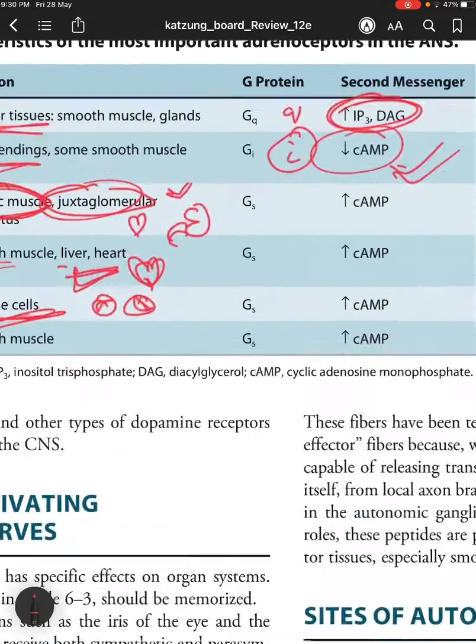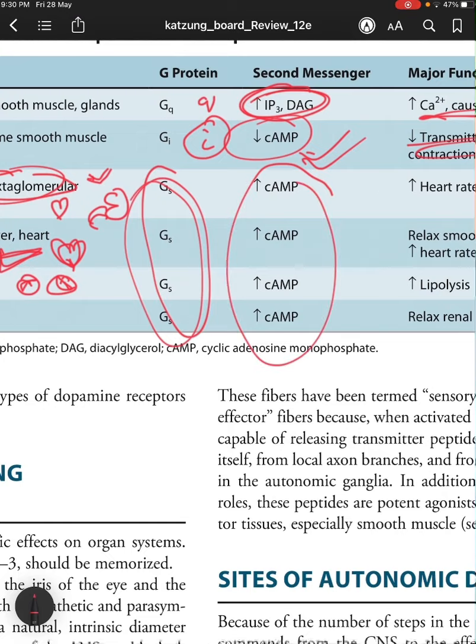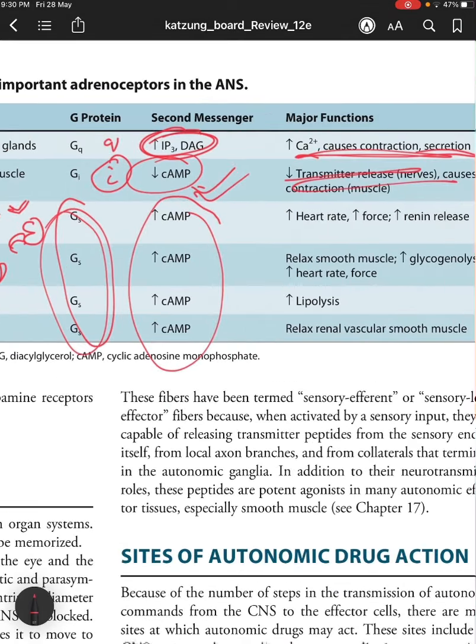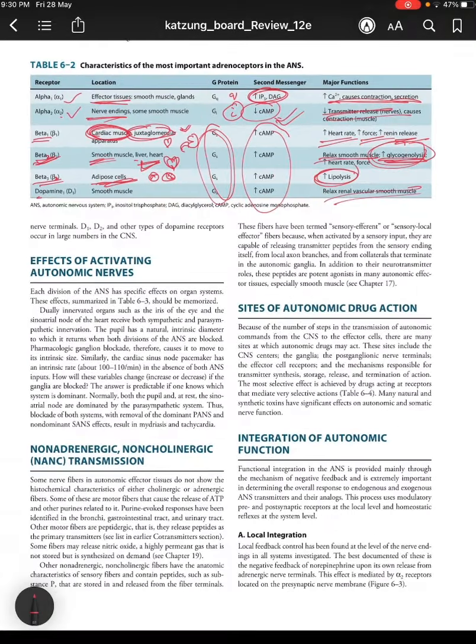Stuff like that. So all the beta receptors are Gs coupled receptors. So there is an increase in cyclic AMP, and all are positive effects. Increase in lipolysis. Increase in heart rate, force of contraction, and renin release. Relaxation of smooth muscle. Increase in glycogenolysis, so breakdown is increased. And there is relaxation of the renal vascular smooth muscle.